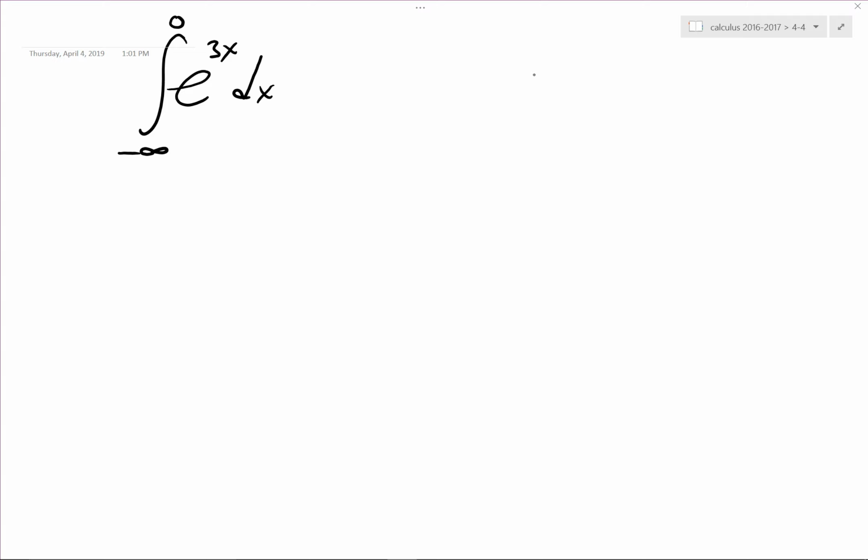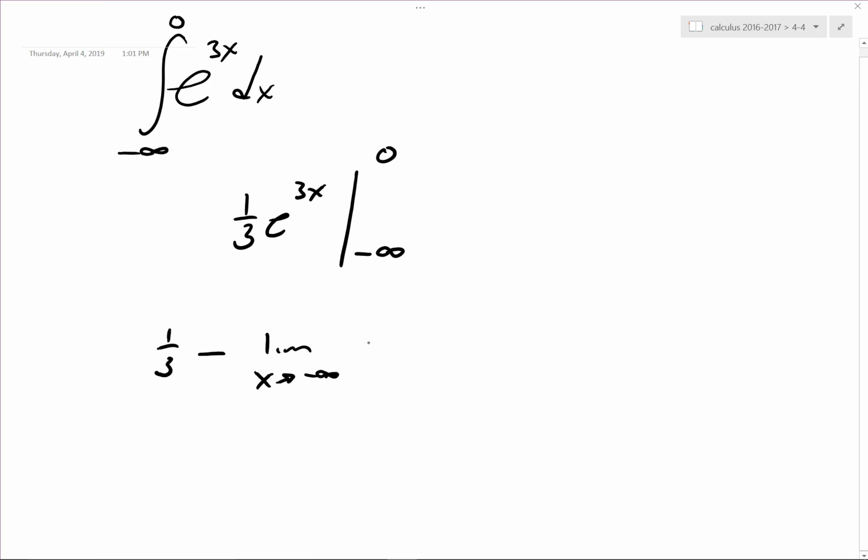Yep. All right. So what would the antiderivative be here? 1/3 e to the 3x. Beautiful. So it's 1/3 minus, right? The limit as x approaches negative infinity of 1/3 e to the 3x.